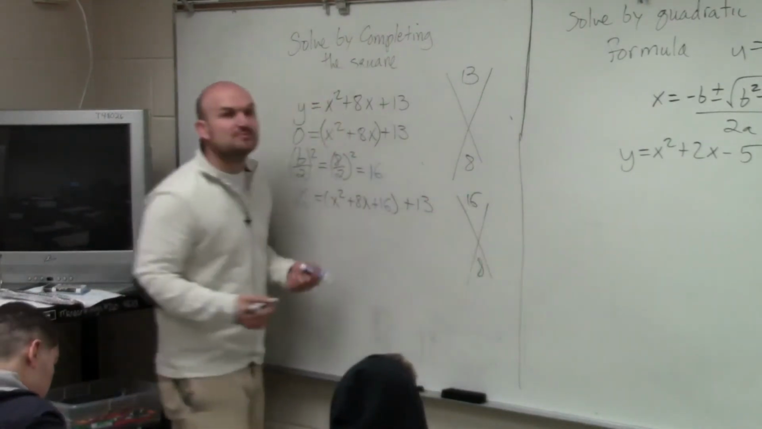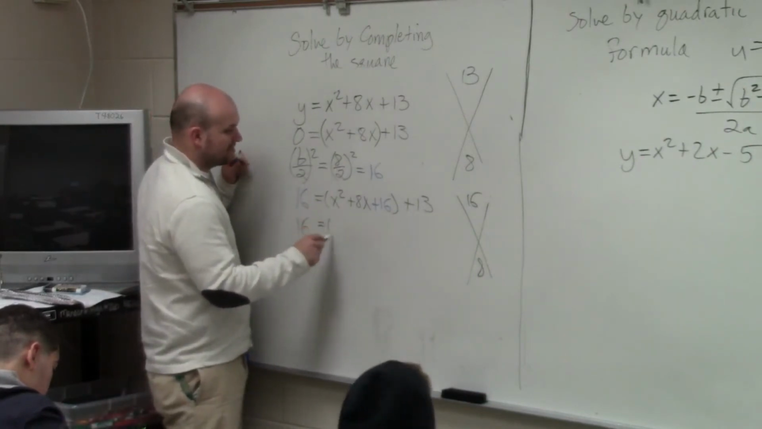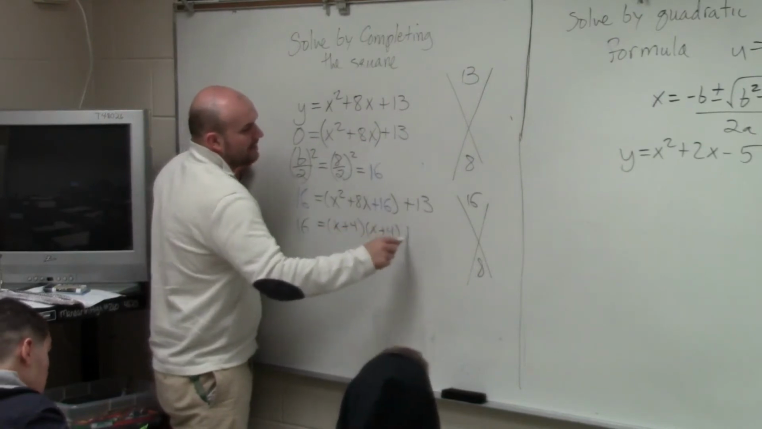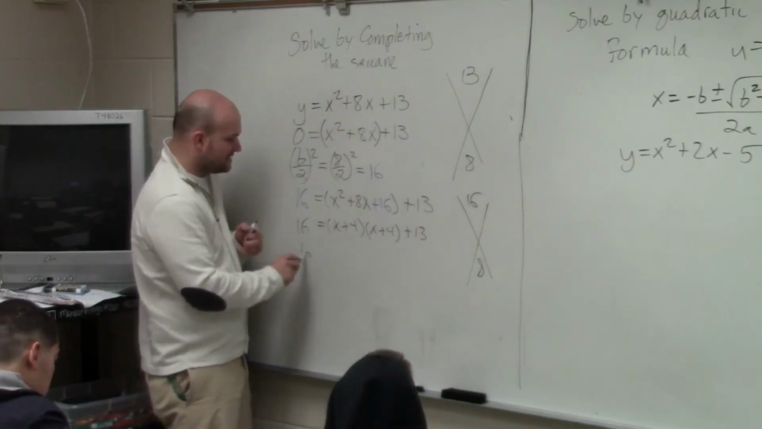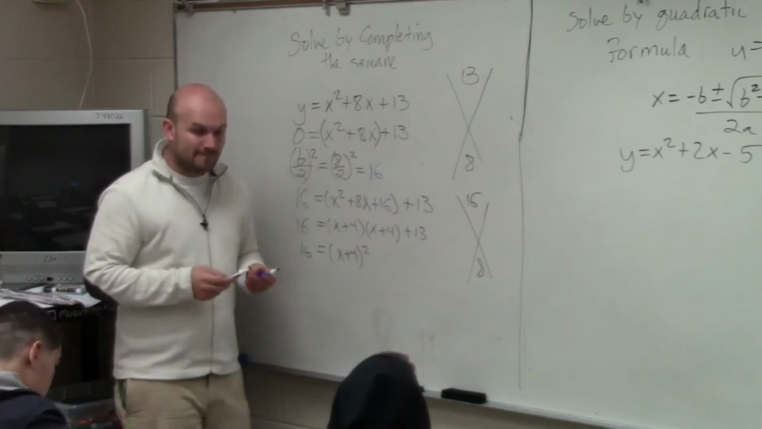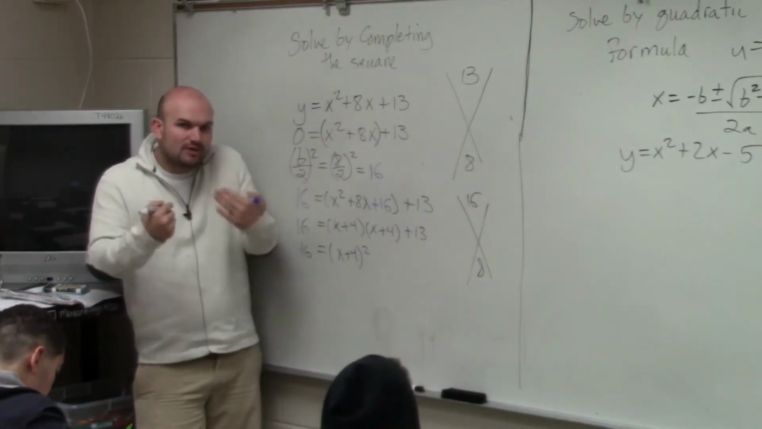16 and 8. What two numbers multiply to give 16 and add to give 8? It's 4 and 4, right? So I could say 16 equals x plus 4 times x plus 4 plus 13. But really, guys, we don't write x plus 4 times x plus 4. We can just write 16 equals x plus 4 squared. Now, why is it important to do this?